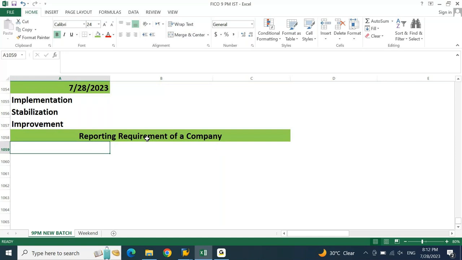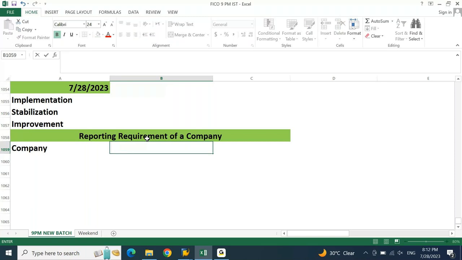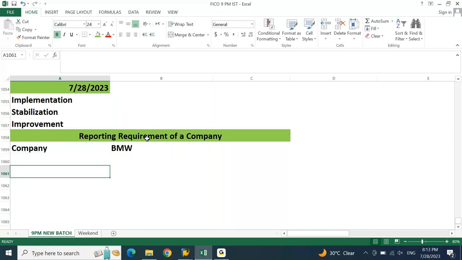Let's say I am talking about a company, let's take any simple company which does the trading business. I'll say any motor vehicle company, where you will find bikes and cars. Any company which produces bikes and cars, BMW. Okay, I'll take BMW. Now, when I say BMW, we need to understand what this company is.